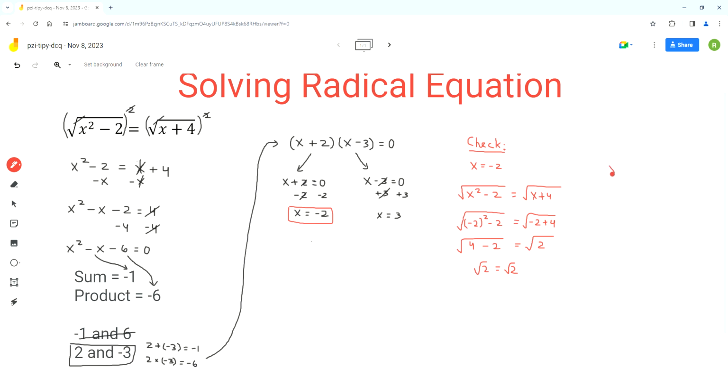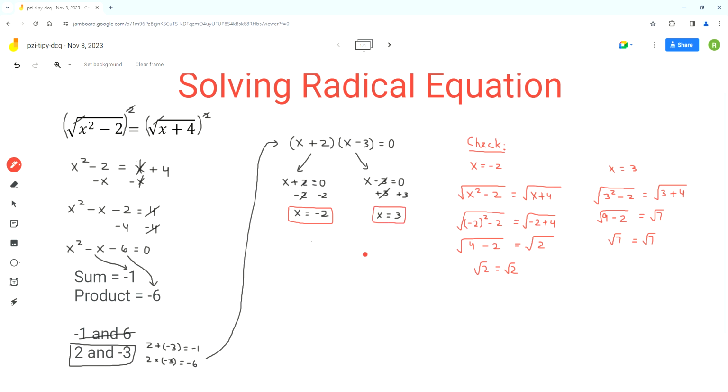Now we can do the check for x equals 3. So we sub in x as 3 on the left and the right side of the equation. So 3 squared minus 2 equals square root of 3 plus 4. So we get 9. So 3 squared is equal to 9. And then we have the square root of 9 minus 2 equals square root of 7. So here also we get the left side is equal to the right side. So that means that x equals 3 is also a valid root.